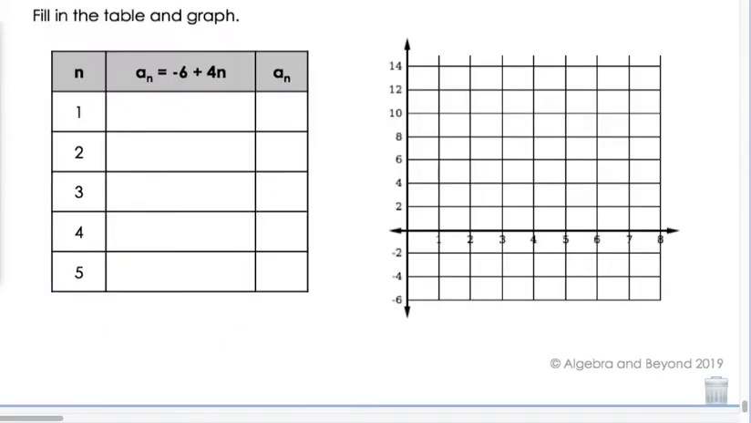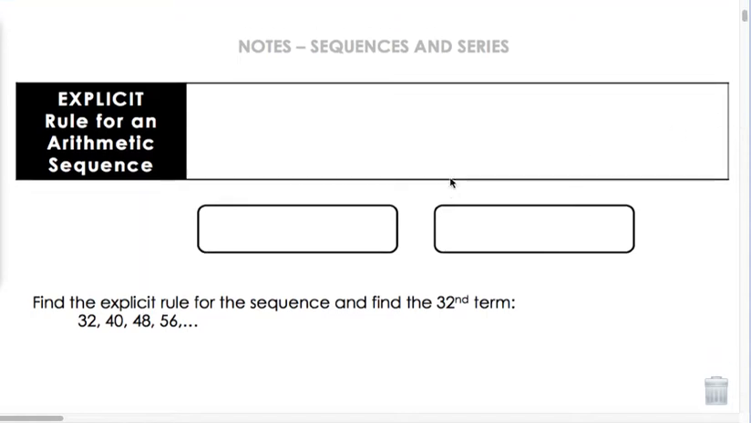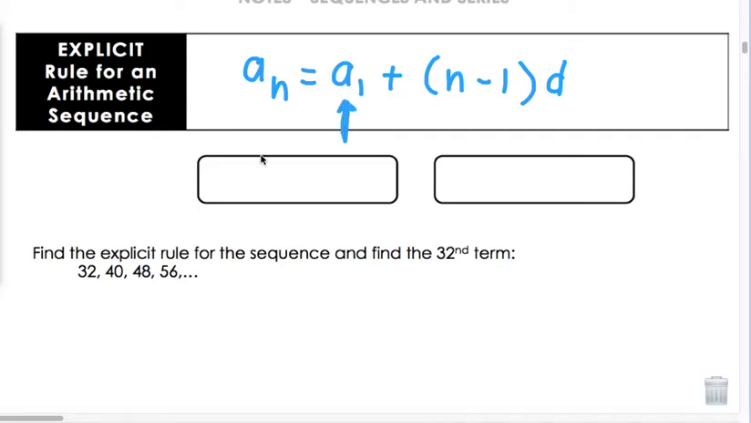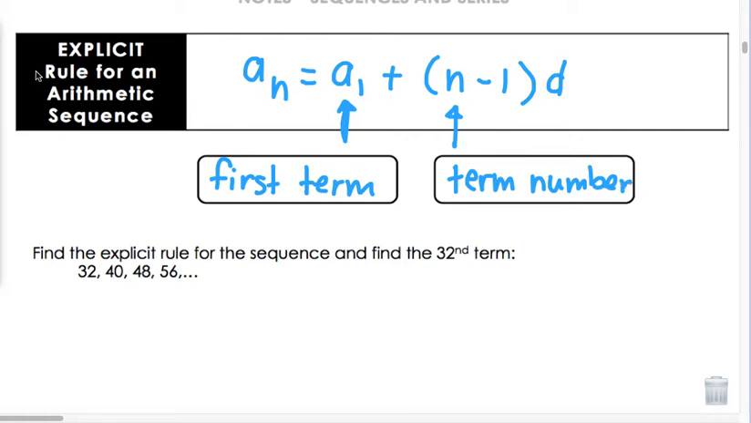Okay, let's go to the next page to do an explicit rule for an arithmetic sequence. And that formula is a sub n equals a sub 1 plus n minus 1 times d. Okay? And the a sub 1 is going to be my first term, and my n is the term number. Okay? And let me highlight that. These two are going to be the same.